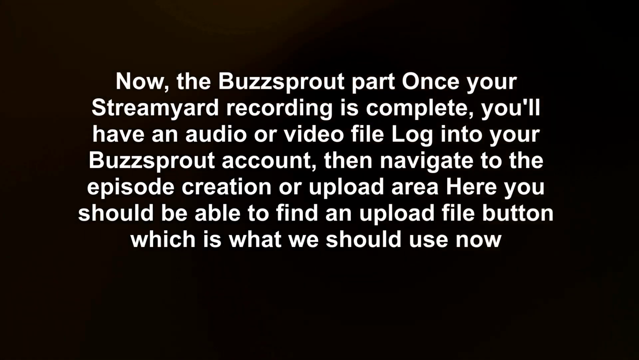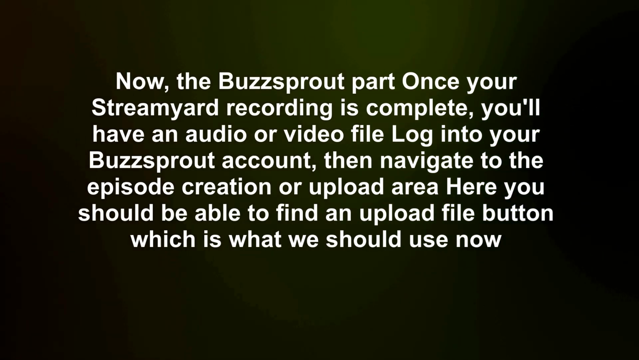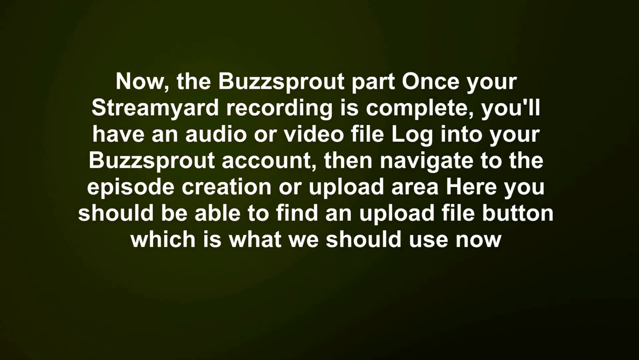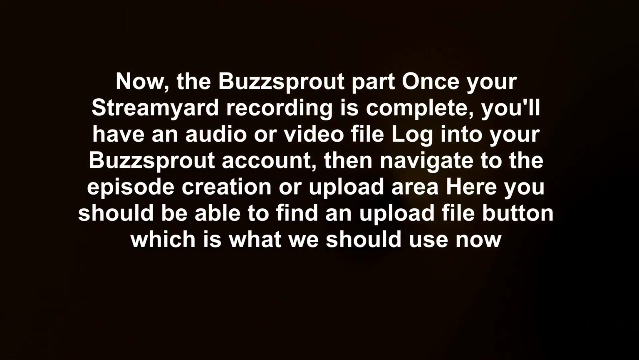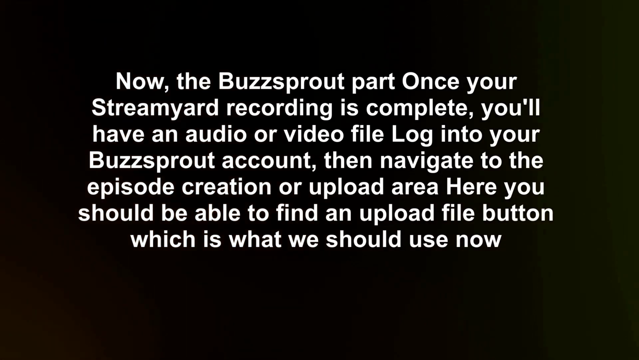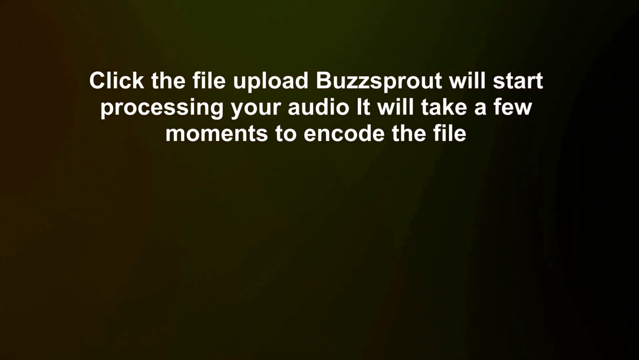Now, the Buzzsprout part. Once your StreamYard recording is complete, you'll have an audio or video file. Log into your Buzzsprout account, then navigate to the episode creation or upload area. Here you should be able to find an upload file button, which is what we should use now. Click the file upload. Buzzsprout will start processing your audio. It will take a few moments to encode the file.